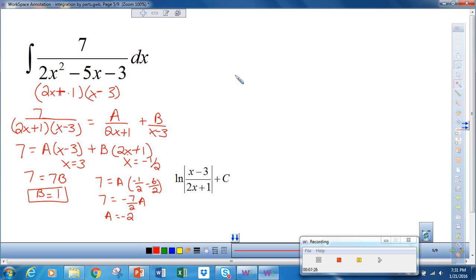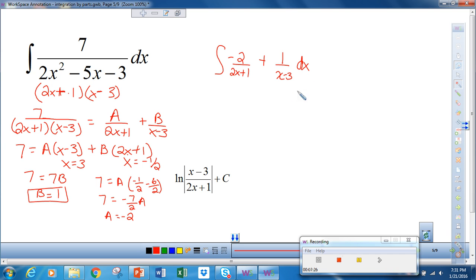Okay, now here's where a lot of students make their mistake, in this part. This becomes the integral of a, which is negative 2, so I'm going to do negative 2 over 2x plus 1, plus 1 over x minus 3.